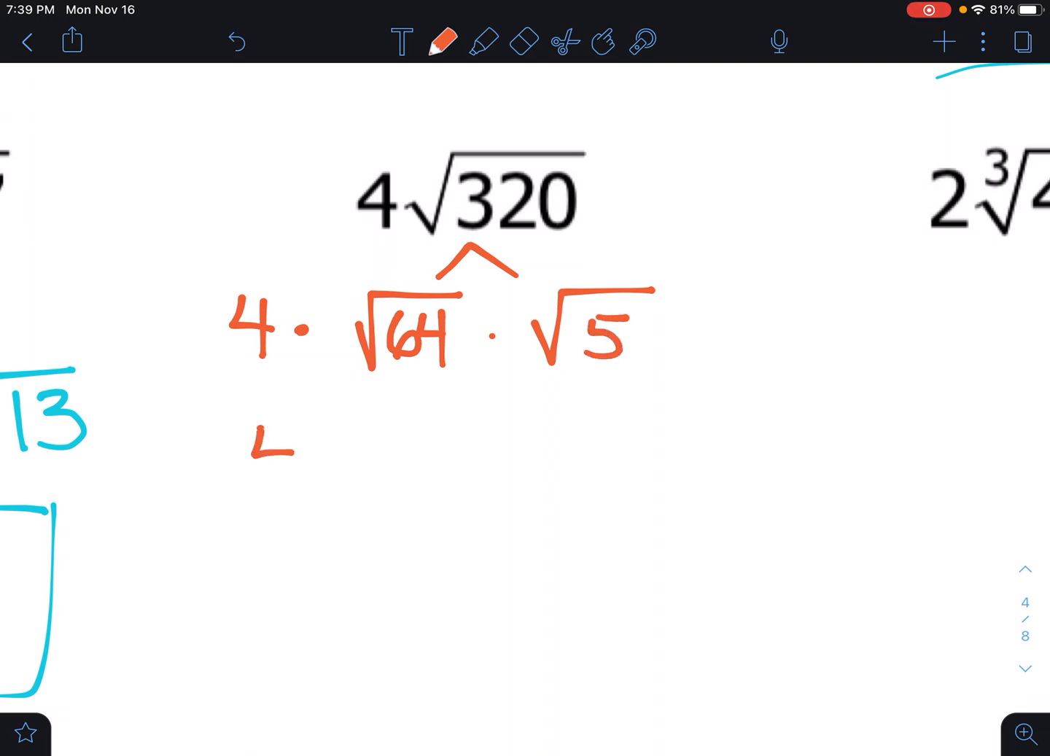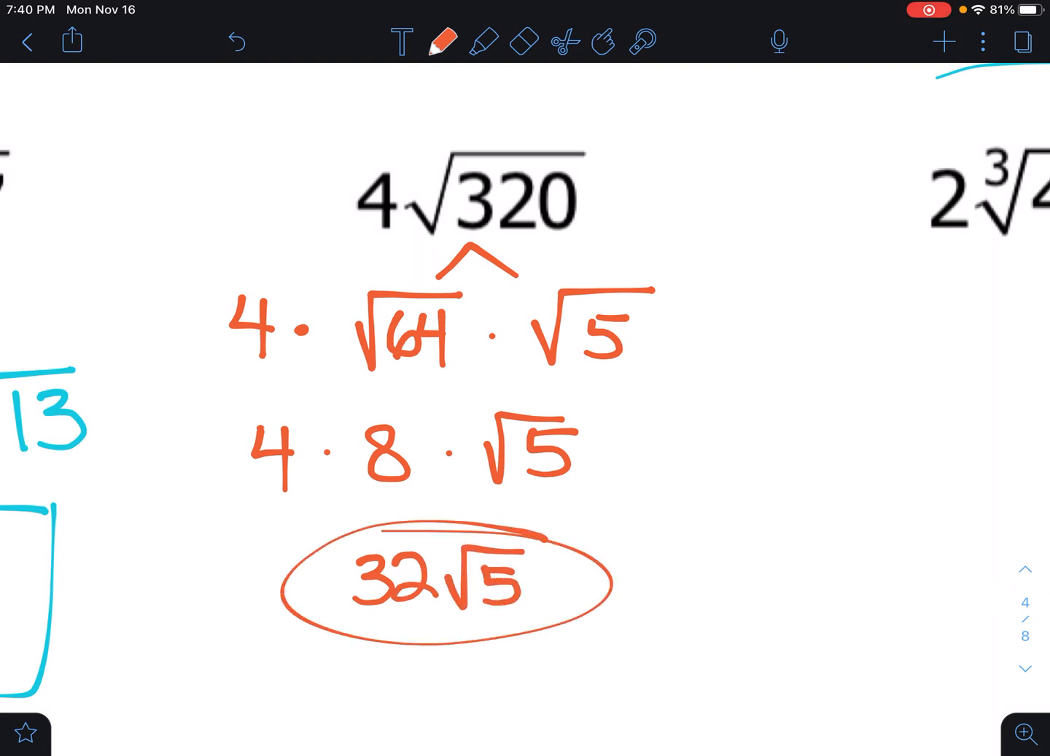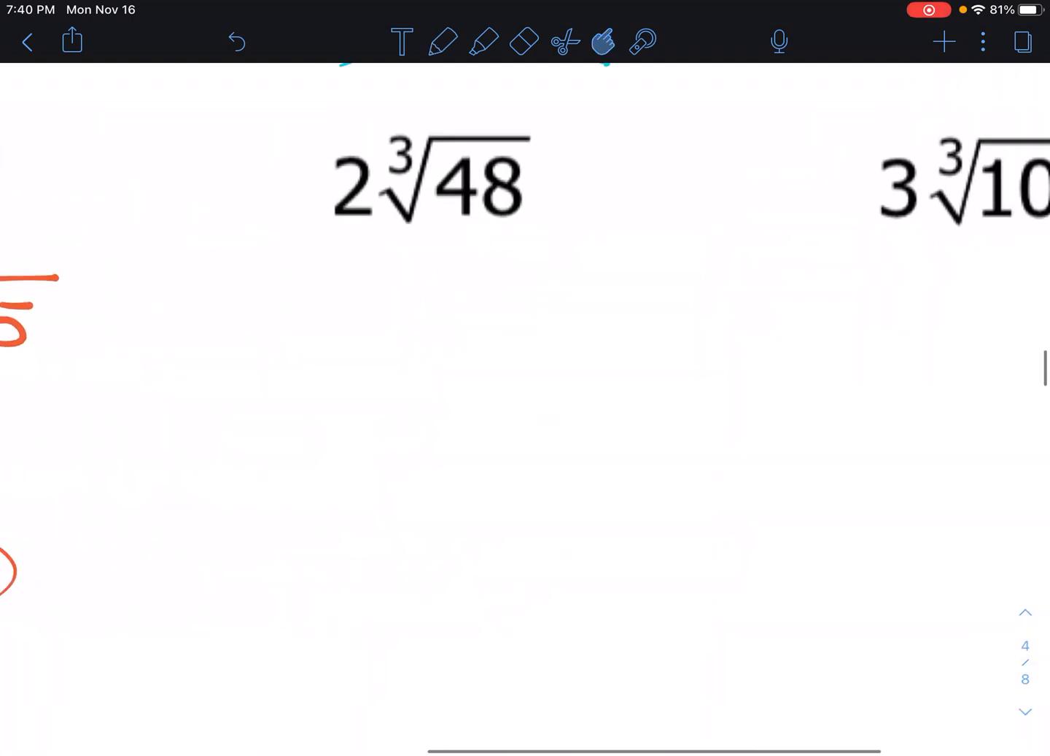So now square root of 64 is 8. And now I'm just going to go 4 times 8, that's 32, times square root of 5. And there we have it. Okay.